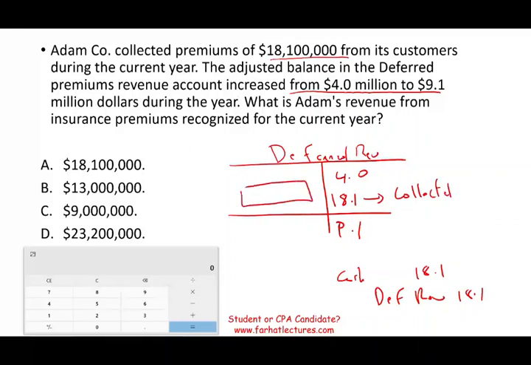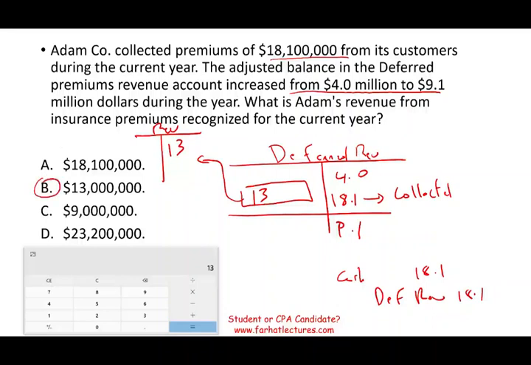Well, the revenue is the amount that we took out of the deferred and we put into revenue. So the amount that went out of the deferred and went to revenue is the amount that we are looking for. So simply put, we started with 4.1, we added 18.1 to it. That's 22.2, then we subtract, and we end up with 9.1. It means we took out 13 million. So let me do it again. We started with 4.1, we collected 18.1, and we end up with 9.1. It means we took out of the deferred revenue and we made it revenue, we earned 13 million, therefore the answer is B as in boy.